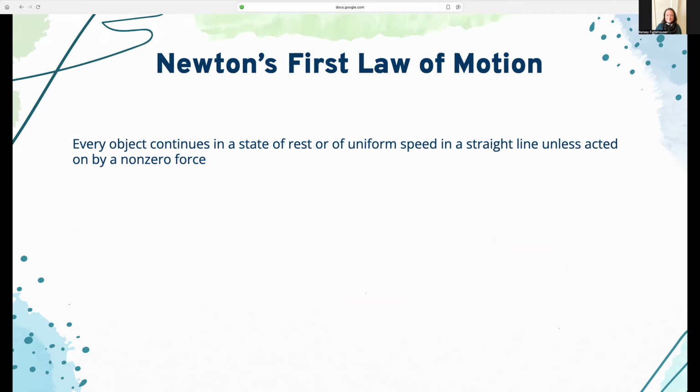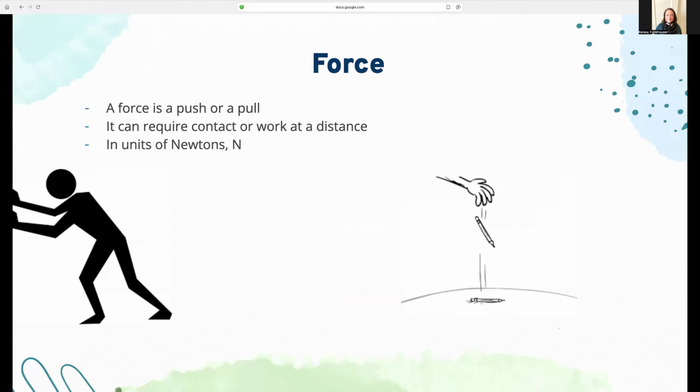But wait a second, what's a force? We haven't talked about that yet. So a force is a push or a pull. It can require direct contact, like touching an object, or work at a distance, and its units are newtons, which are given by a capital N.